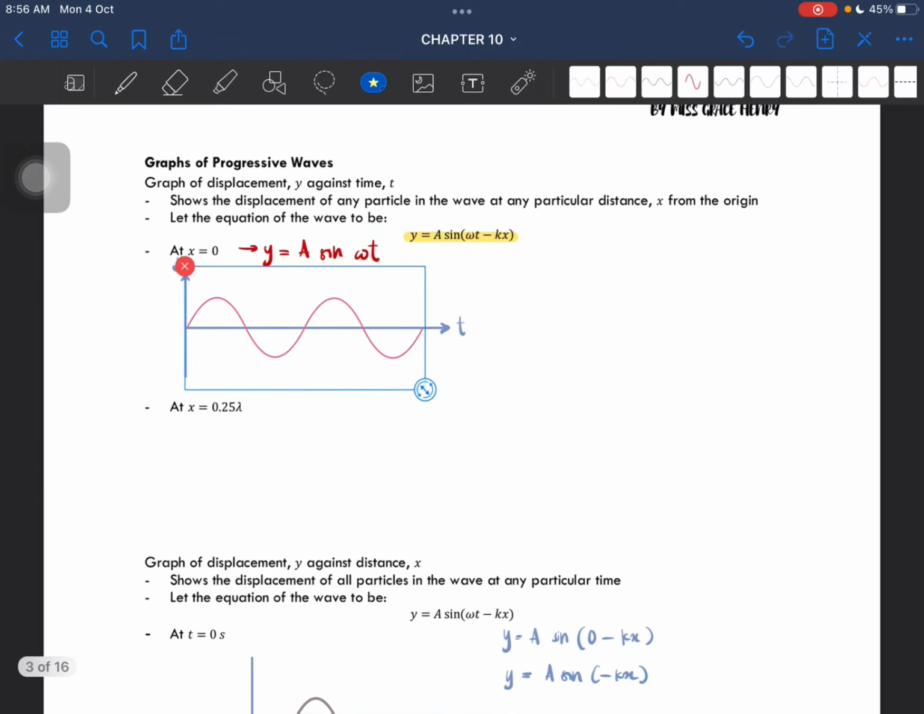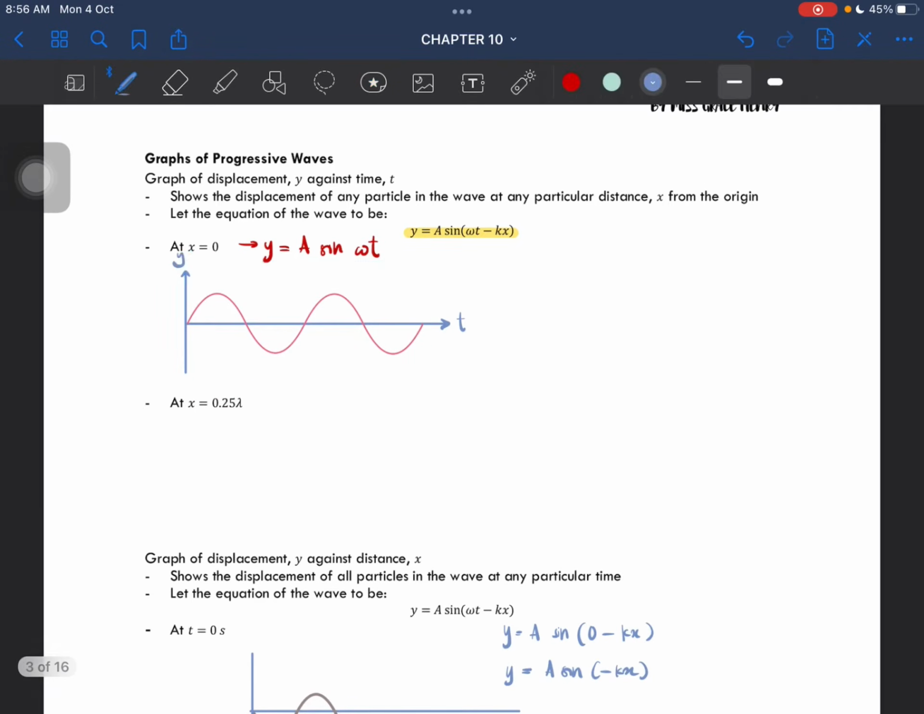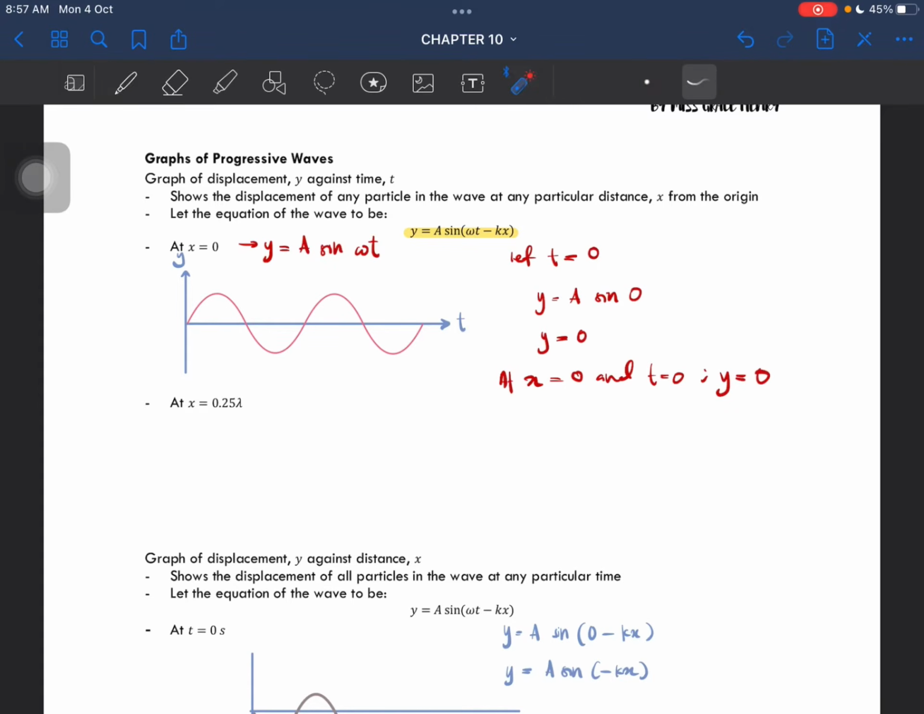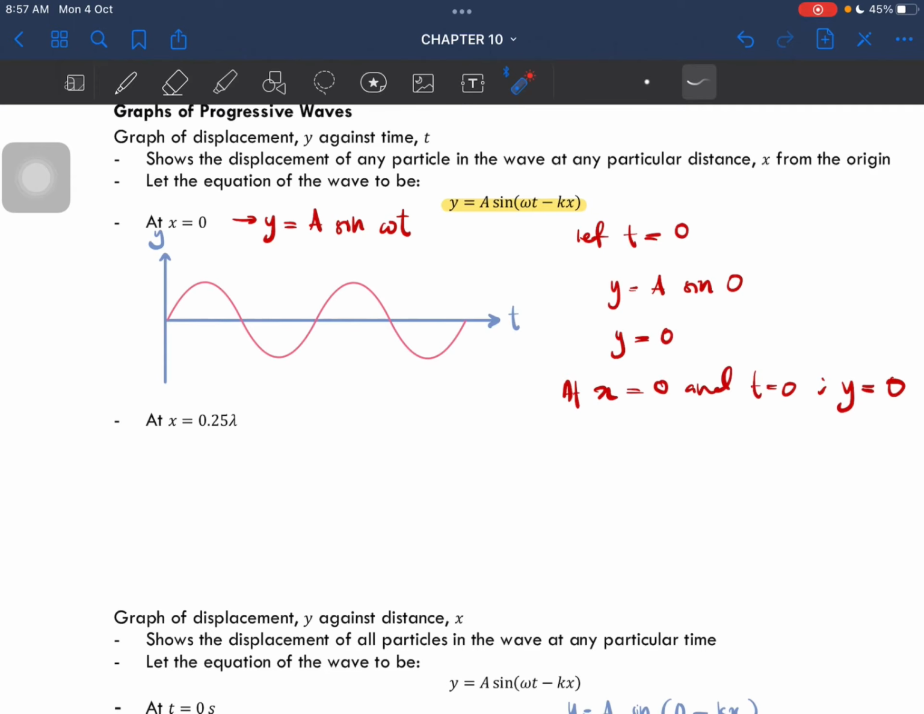Okay, but to confirm whether our graph is correct, we can actually let t here to be equal to 0 as well. So y is equal to a sine 0 gives us 0. So at x equal to 0 and t equal to 0, y will be equal to 0. So our first point is correct, which is this point. At t equal to 0, y is equal to 0 also.